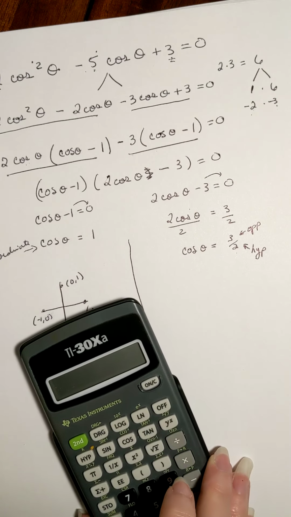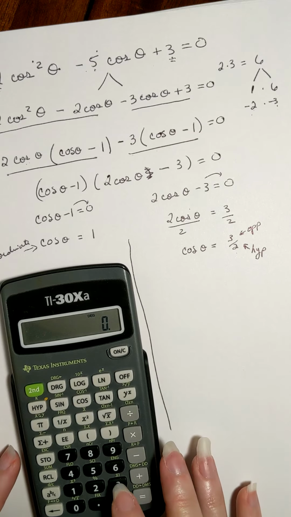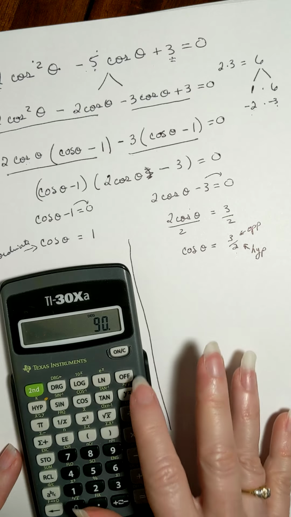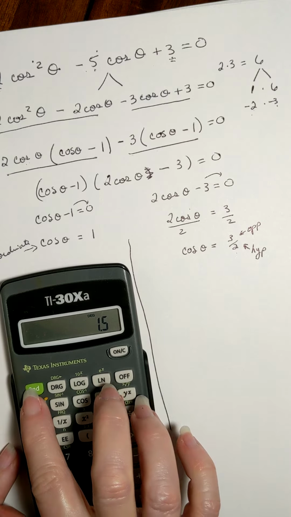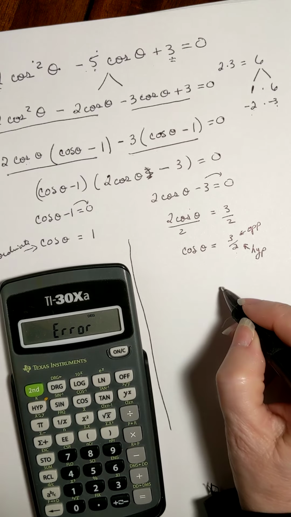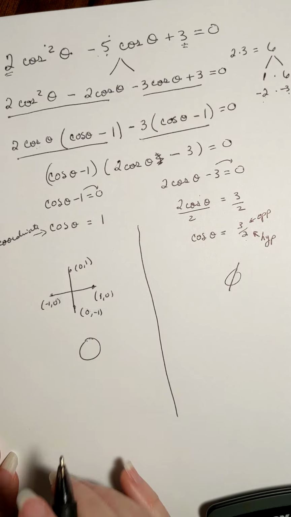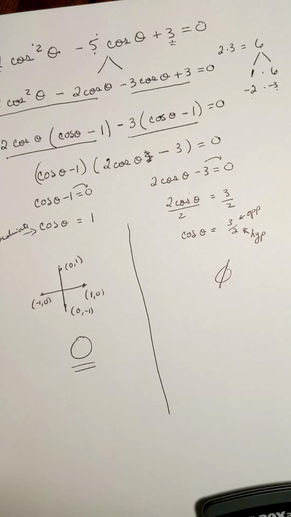So also, if you just try it on your calculator, you will see, if I do inverse cosine, first I'm going to have to go 3 divided by 2 equals, and then do inverse cosine. And it gives me error because this is impossible. And so there's no answer here. So my only good answer for this problem is 0. So that one's a little bit different.